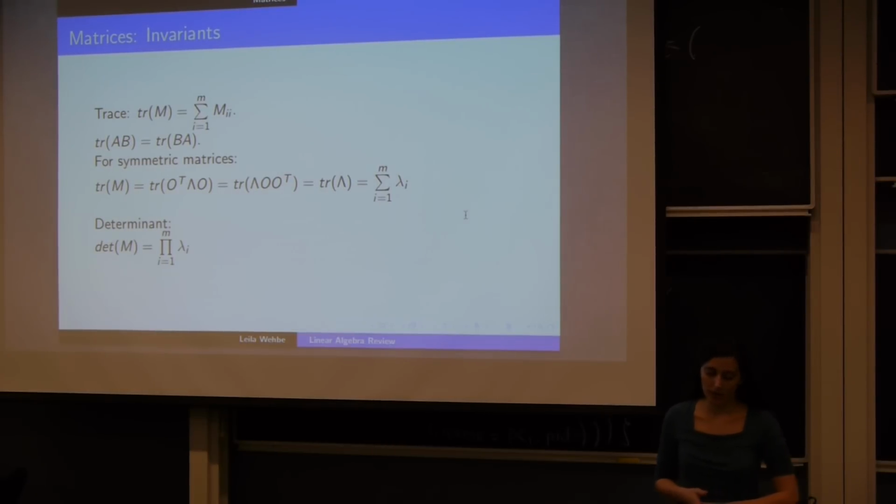The trace of a matrix is the summation of all of the elements on the diagonal of that matrix. We have the property that the trace of AB is equal to the trace of BA. For symmetric matrices, the trace of M is actually going to be the sum of all of the eigenvalues, because if we write M in the orthogonal way we saw before, then since the trace of AB is equal to the trace of BA, we can rotate the matrices. And O is an orthogonal matrix, so this is equal to identity, and that's why the trace of a symmetric matrix is a summation of the eigenvalues. And the same for the determinant: the determinant is the product of all of the eigenvalues.